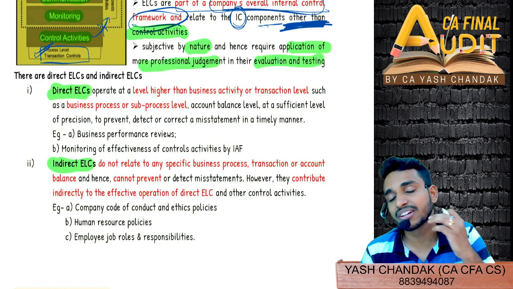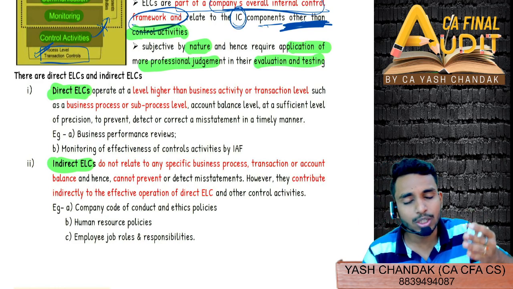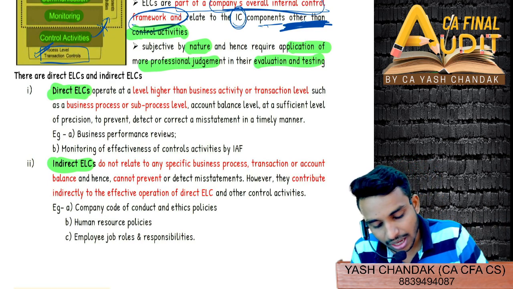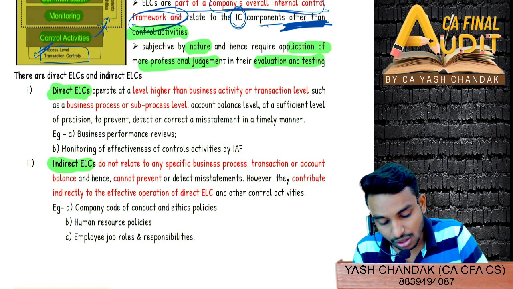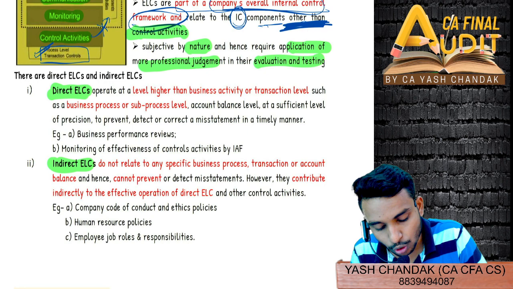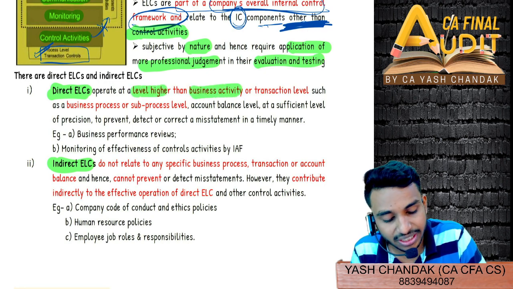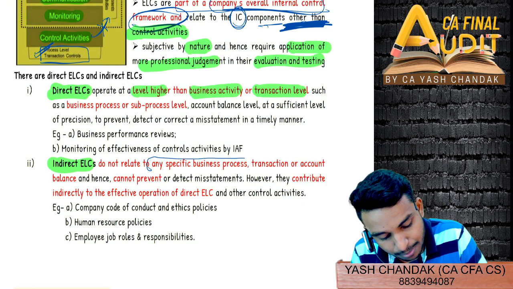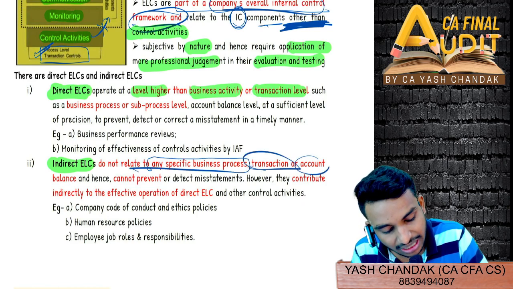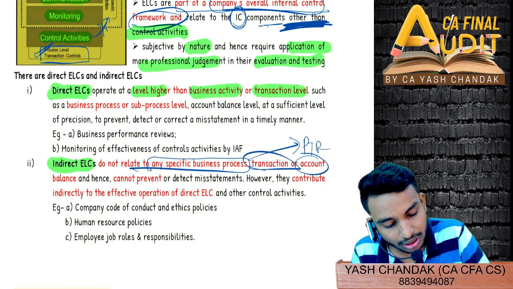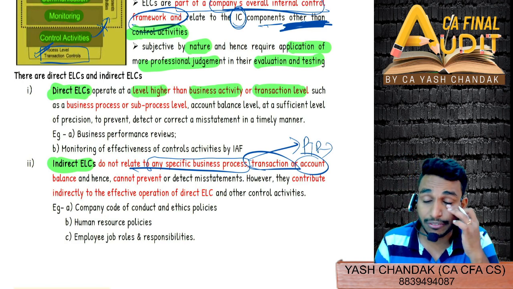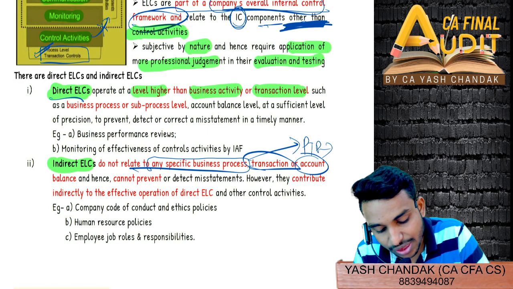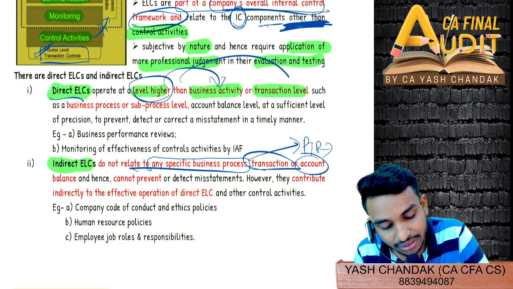So direct entity level controls are the controls which are able to directly prevent, detect or correct any sort of misstatement. Direct entity level controls operate at a level higher than the activity or transaction level, whereas indirect controls relate to any specific business process, transaction level or activity level. For example, P2P, transaction level, activity level, they will operate more at the activity level. However, direct ELCs operate at a level higher than business activity or transaction level.